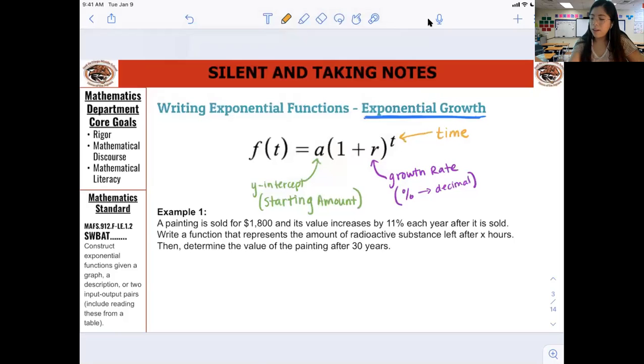So go ahead and write down the exponential growth formula and label it just like I did. And then in about 30 seconds, we'll start with example number 1.